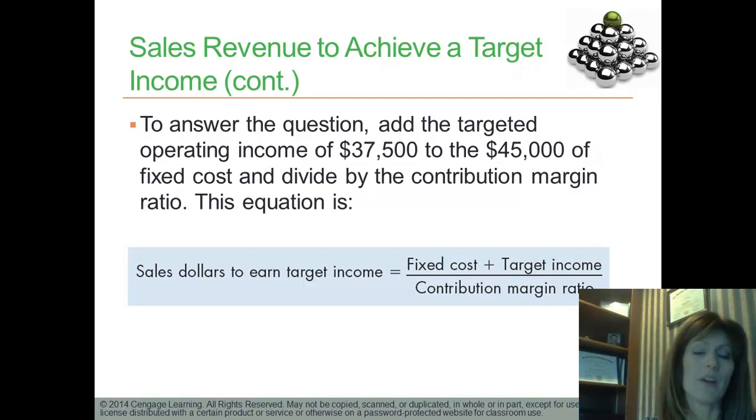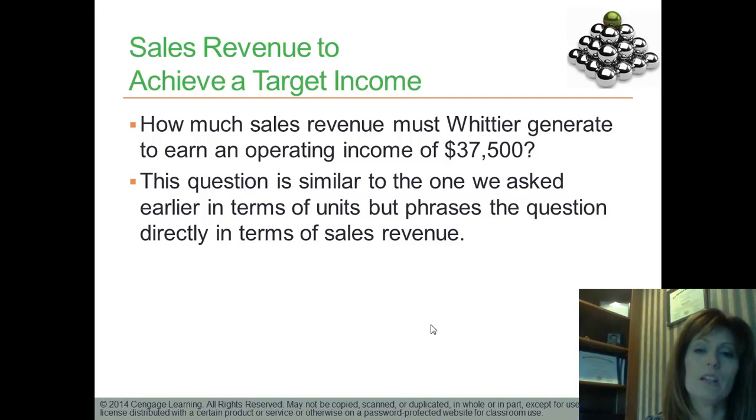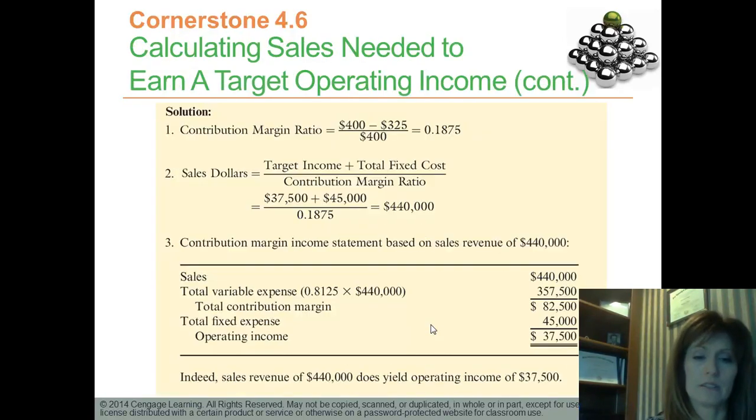Okay, so again, if I want to do that with dollars, same exact thing. I just take the target income and add it to the fixed cost, divide by that contribution margin ratio, and I can calculate my target dollar sales revenue. So what's nice is I can do units or dollars. There are just two basic formulas, and on top I just add in that target income if I want to do that.